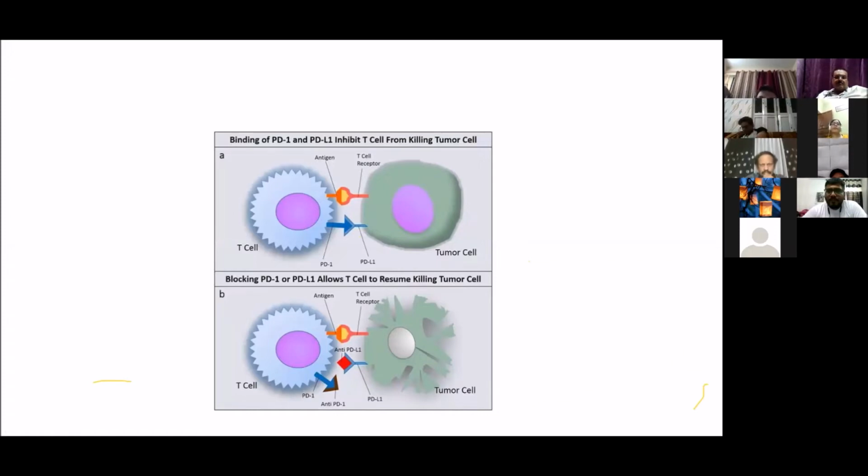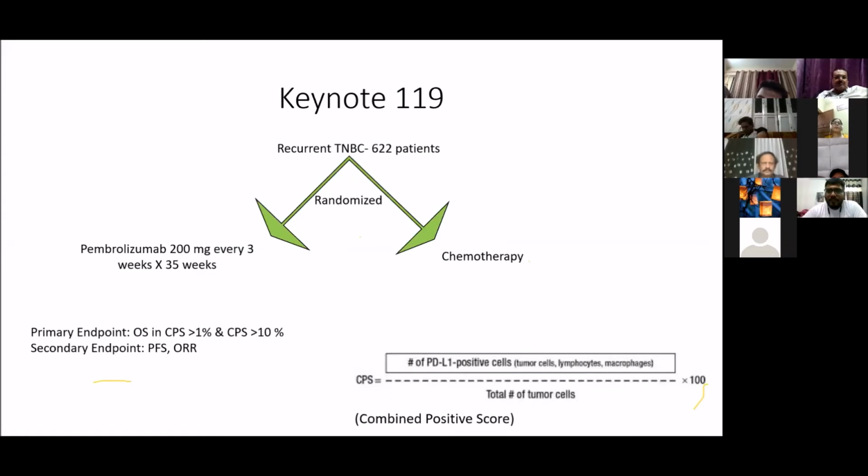Now the drugs, now the evidence on it. It was the KEYNOTE-119, which randomized 622 patients to pembrolizumab 200 mg 3 weekly versus chemotherapy. Chemotherapy was any single chemotherapy given. Now they defined one more term, that was the combined positive score. Combined positive score is all the cells which express PDL1, be it tumor cells, lymphocytes, macrophages, or any other cell, divided by the total number of cells in that particular field, times 100.